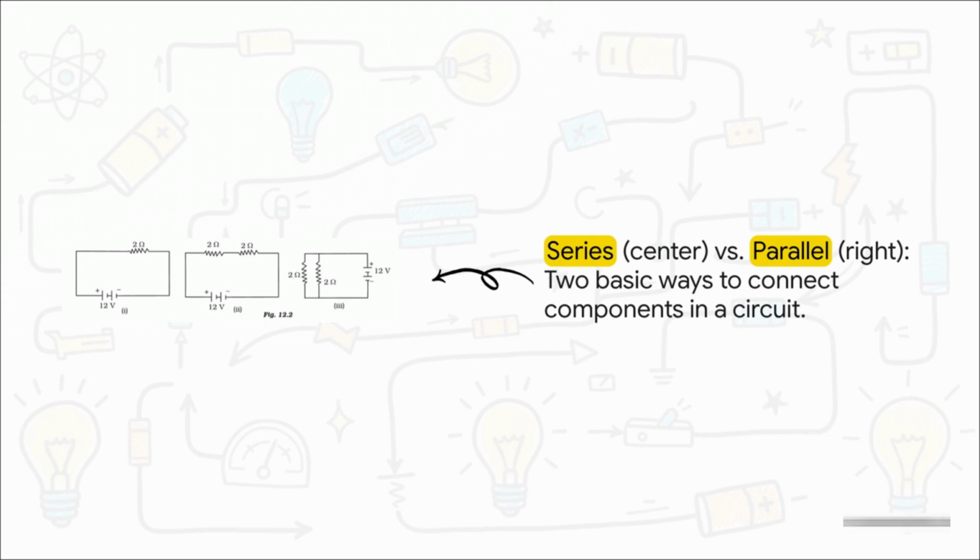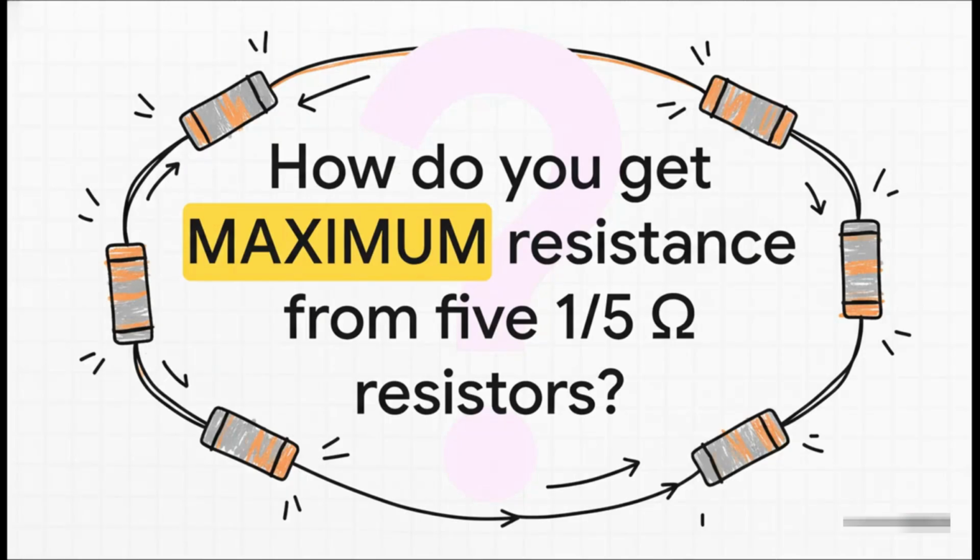The circuit splits and the current can take different paths. And trust me, that difference changes everything. Okay, time for a little pop quiz. Let's say I hand you 5 little resistors. Each one has a tiny resistance, just 1/5 of an ohm. How would you hook them up to get the absolute biggest, the maximum possible resistance you can?